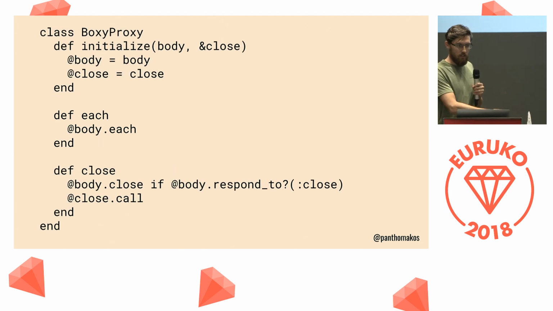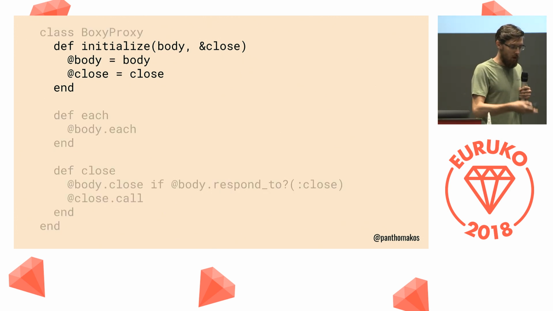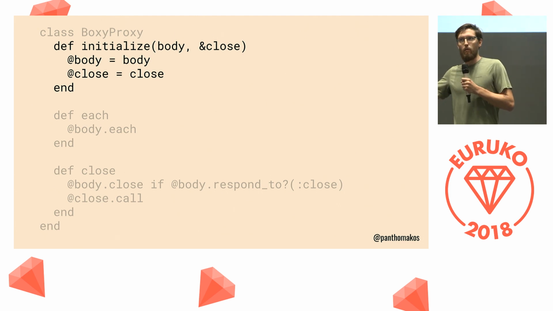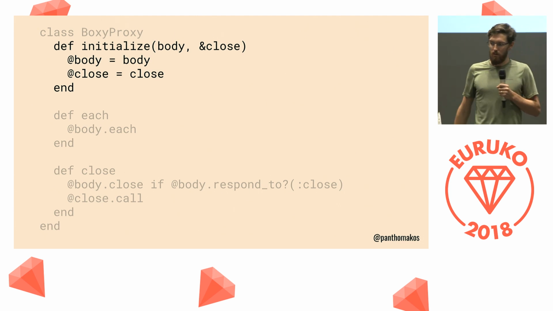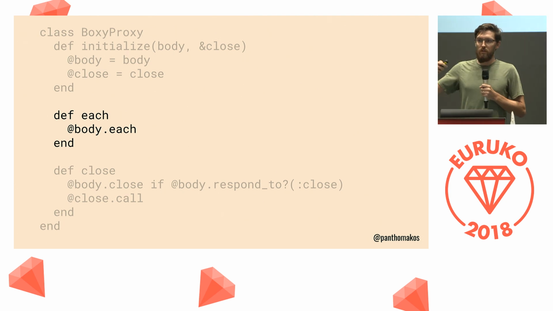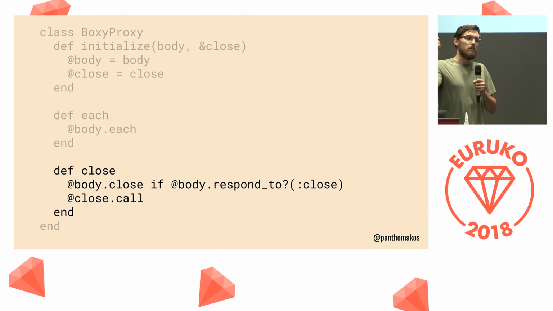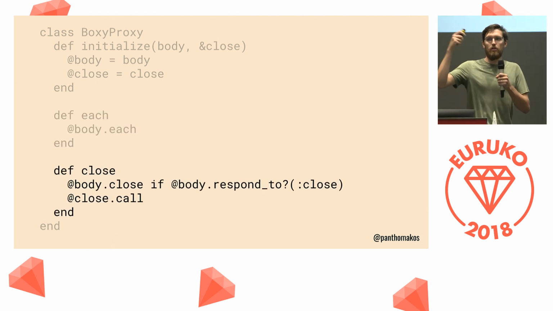So this is a body proxy. It's the classic solution to this problem. It's initialized with a body, which is the body that I'm proxying for, and a close block that I want to run when the close method is called. The each method is delegated to the original body, the body that I'm proxying for, and the close method still calls close on that original body, but it also runs that close block that I was initialized with.